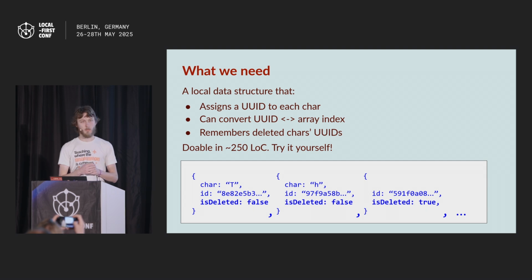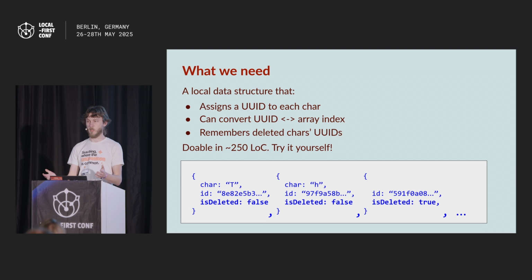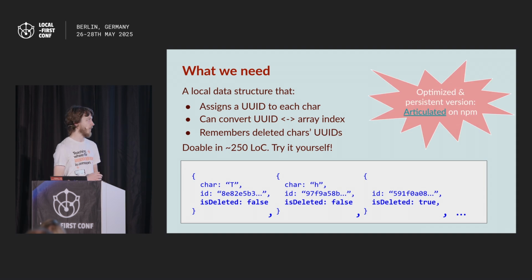You can implement this pretty minimally. I have a reference implementation in 250 lines of code. I think you could do smaller if you take away all the helper methods. This is something I encourage you to try yourself if you find it interesting. I do also have a small library that does this in a more optimized way. Like obviously, we don't actually want to store a UUID for every character, so it has some optimizations like that, and also built-in persistence.